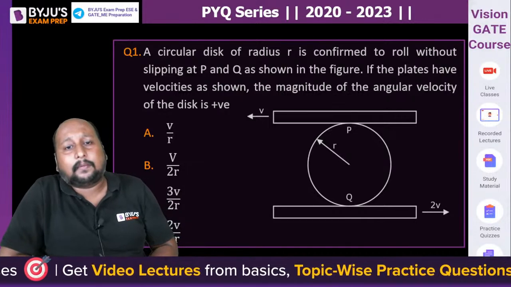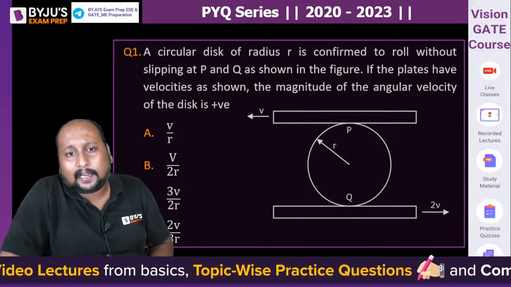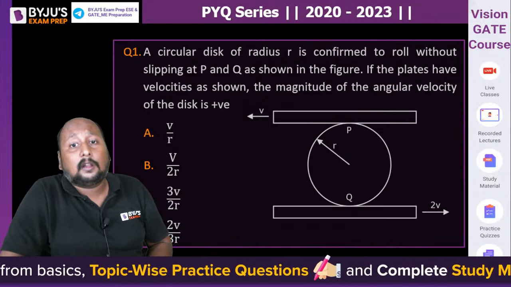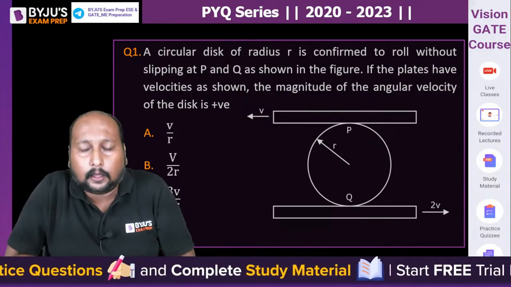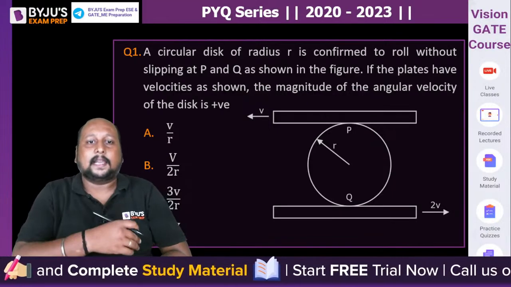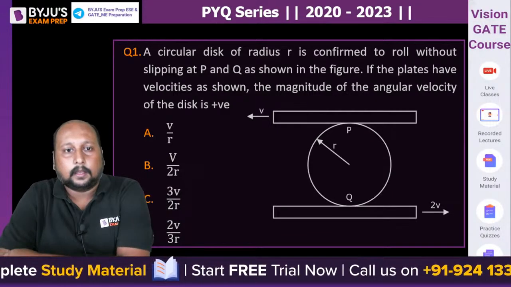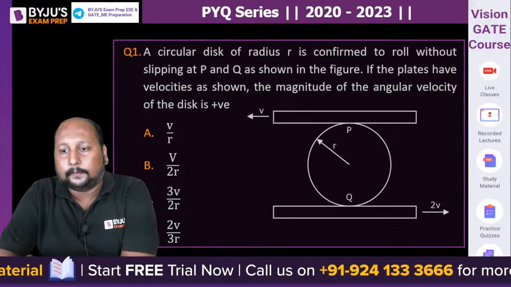If the plates have velocities as shown in the figure, that is V and 2V, then which of the following is giving us the magnitude of the angular velocity of the disc? Which of the following options gives us the angular velocity of the disc? Quickly, option A, B, C or D.